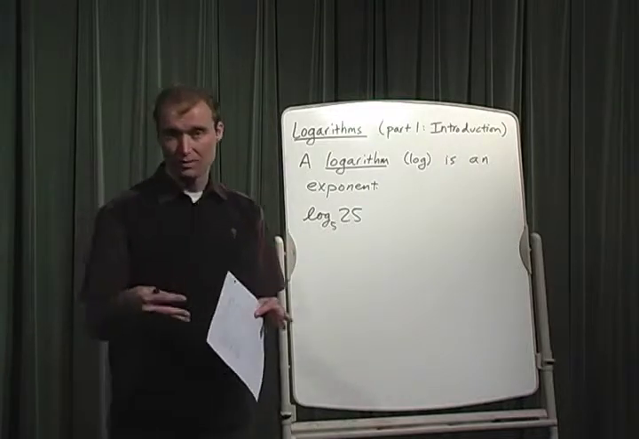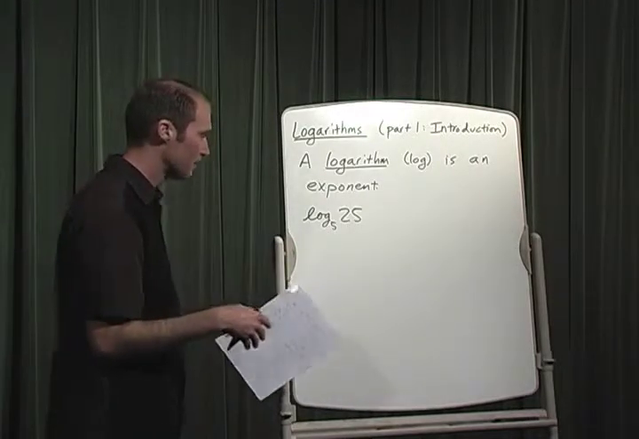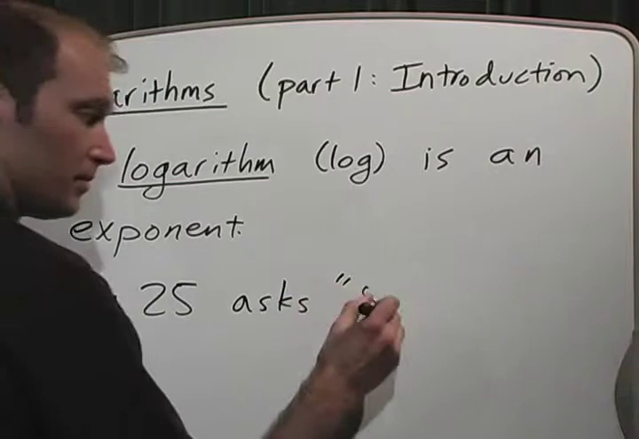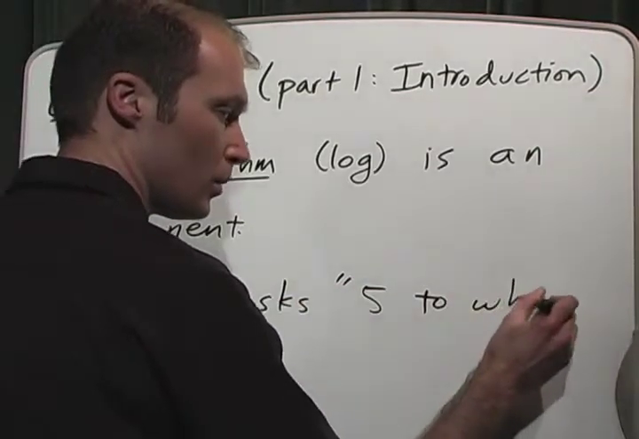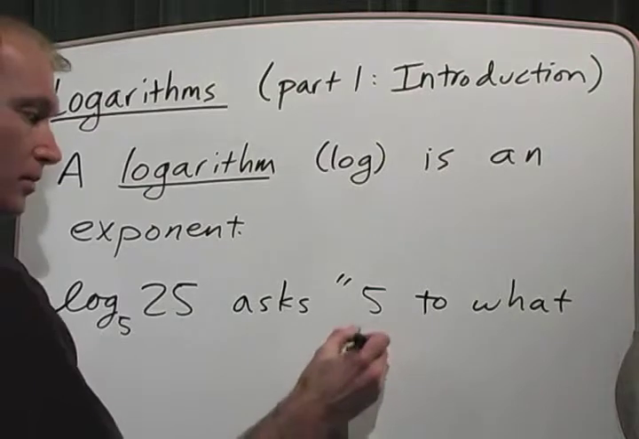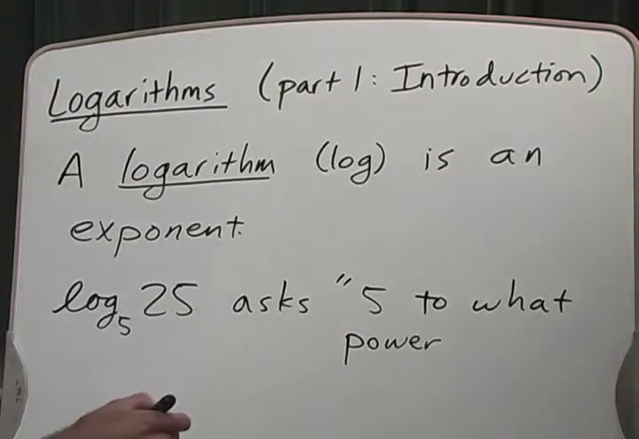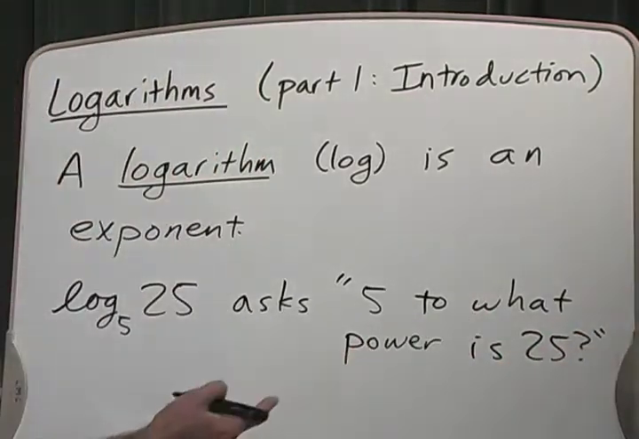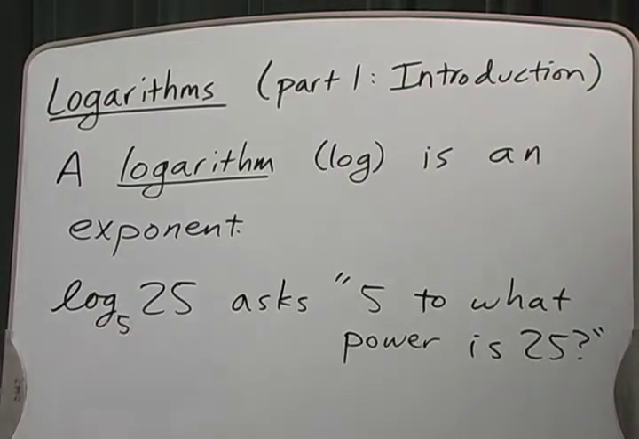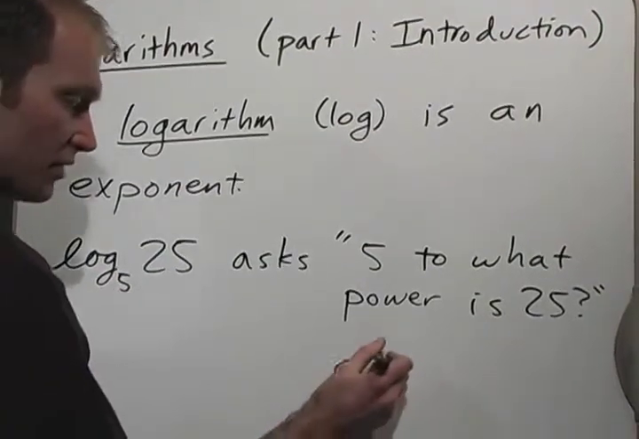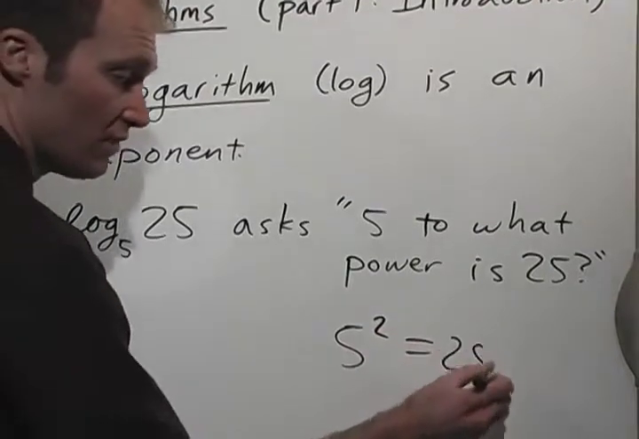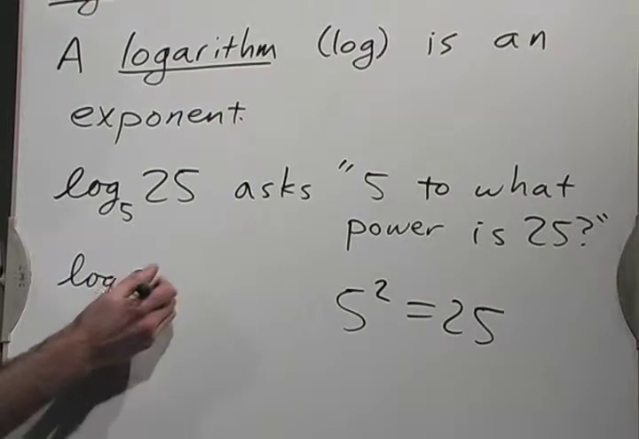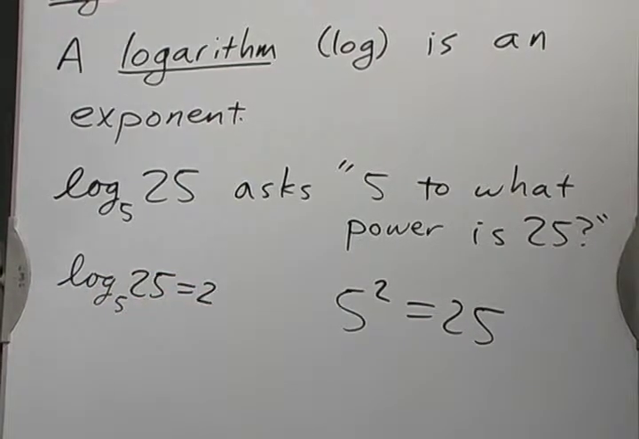Now, every logarithm asks a question. This logarithm is asking, 5 to what power, or to what exponent, is 25? Well, you know the answer to that. You know that 5 squared, 5 to the second power, is 25. So we write log base 5 of 25 equals 2.